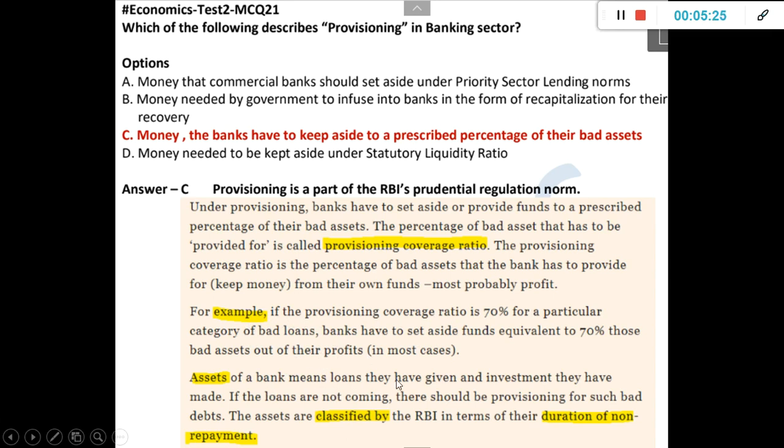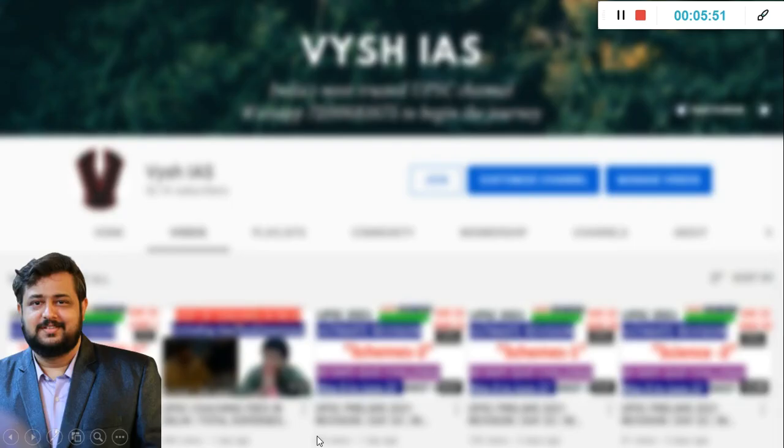Assets of a bank means loans they have given and investment they have made. You should know what is asset, what is liability. Very, very basic definition you should know, because non-performing asset, NPA, is always in the news. So you should know that NPA is something which the bank has given out and then themselves went into trouble. I think I have an MCQ for NPA also today, so you'll understand more. But you should know what is asset. Assets are classified by RBI in terms of their duration of non-repayment. So that will be, I think, the next question I'll show you.